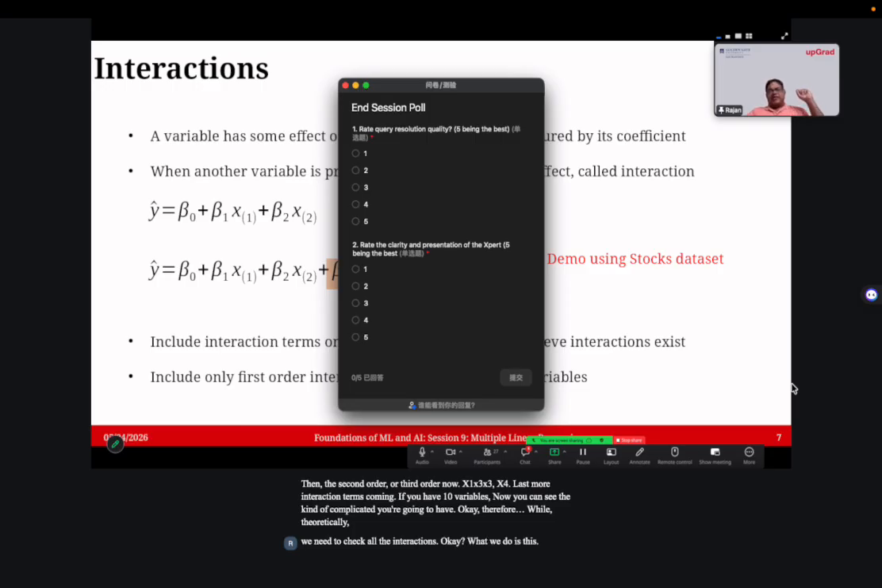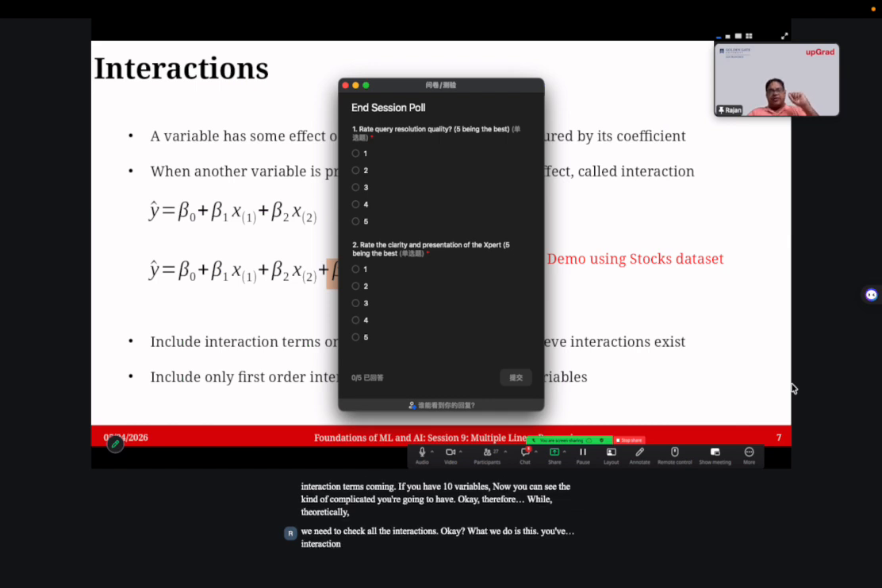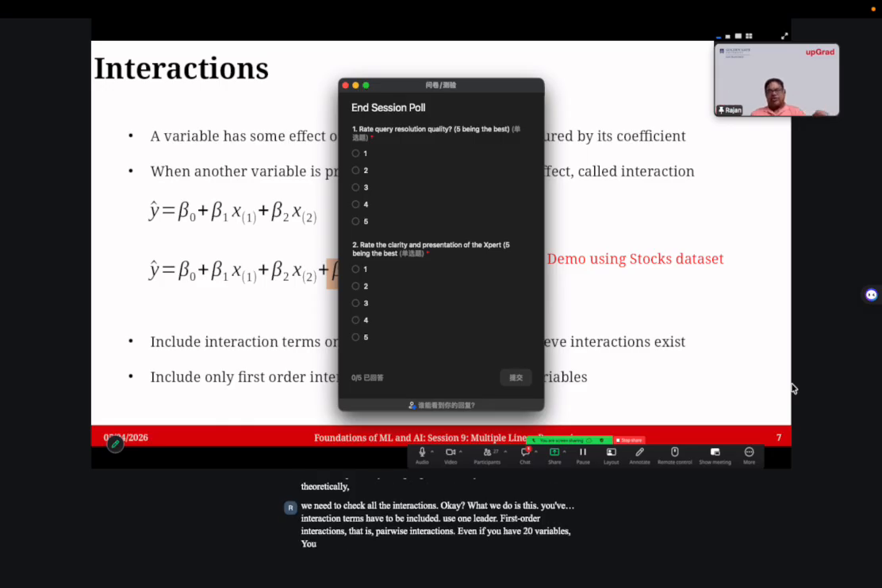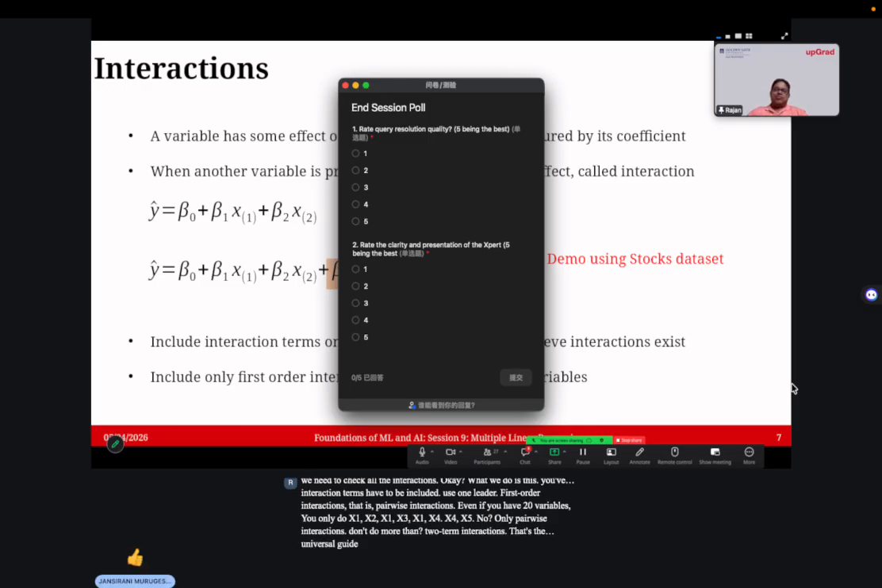If interaction terms have to be included, use only the first order interactions, that is pairwise interactions. Even if you have 20 variables, you only do x1, x2, x1, x3, x1, x4, x4, x5. No, only pairwise interactions. Don't do more than two term interactions. Okay, that's the universal guideline. That's the take-home message.